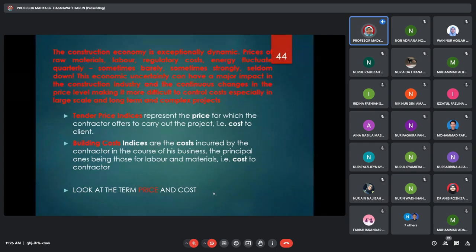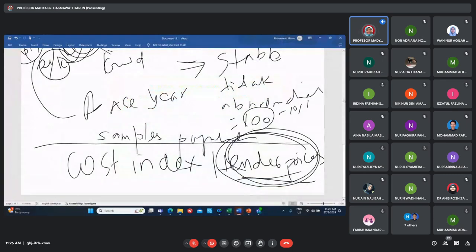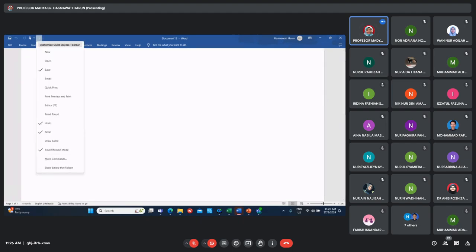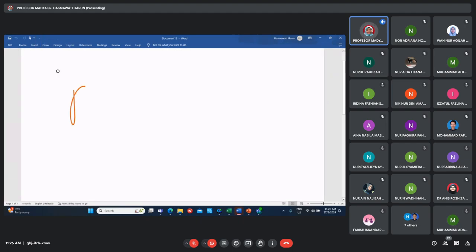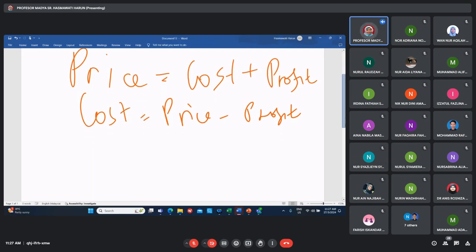Let me just go back to my notes. Okay, so price, draw. Price equals cost plus profit. Cost equals price minus profit. Okay, I hope you understand. So simple, nothing so difficult about it.